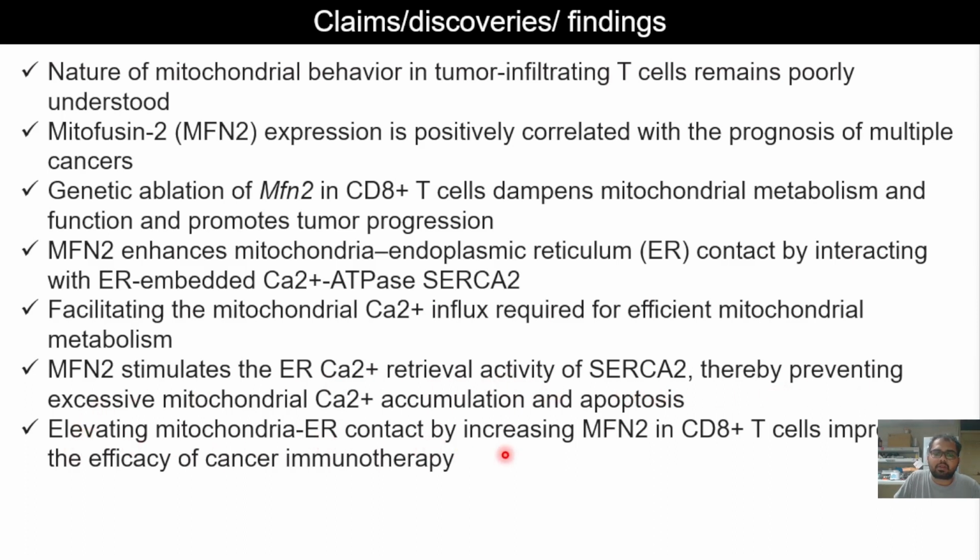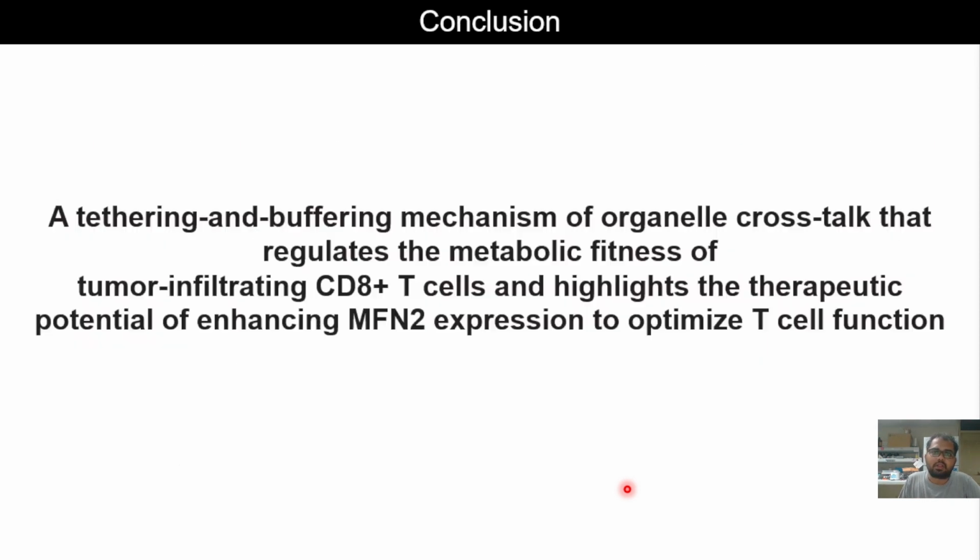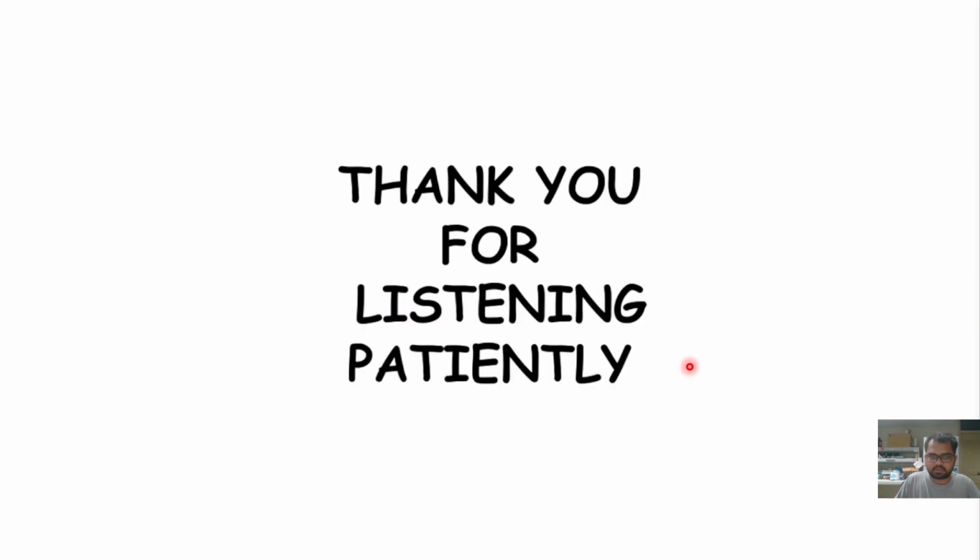Elevated mitochondrial ER contact by increasing MFN2 in CD8 T cells improves the efficacy of cancer immunotherapy, which they have shown in the anti-PD-L1 therapy. They used this increased expression of MFN2 and they used leflunomide in this case, and they've shown this claim is true. So overall, they concluded that a tethering and buffering mechanism, an organelle crosstalk, regulates the metabolic fitness of tumor-infiltrating CD8 T cells and highlights the therapeutic potential of enhancing MFN2 expression to optimize T cell function.